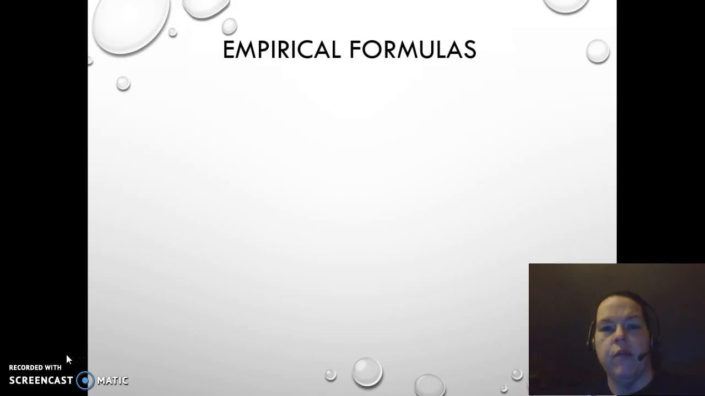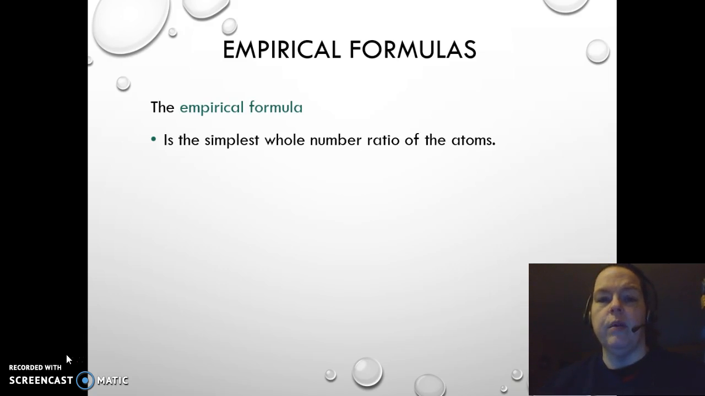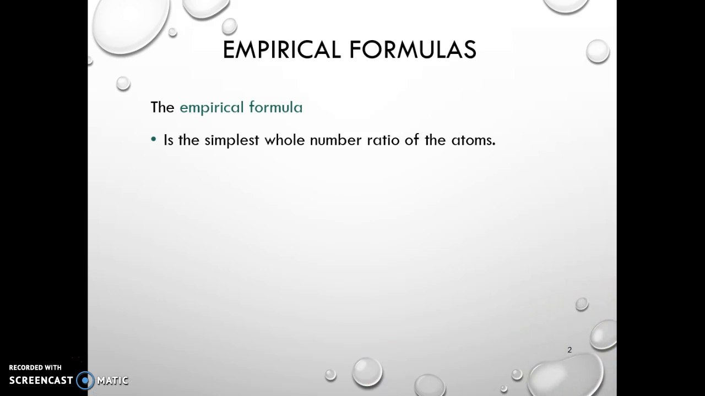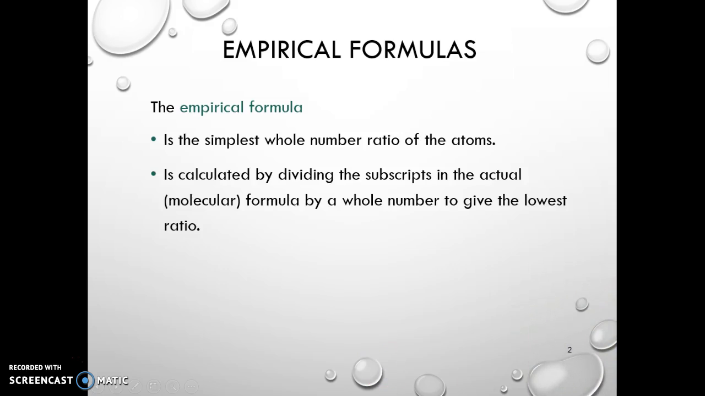So what is an empirical formula? Okay, an empirical formula is the simplest whole number ratio of atoms. So the lowest whole number ratio that you can get is the empirical formula. It is calculated by dividing the subscripts in the actual formula or the molecular formula by the whole number. So if we're looking at a molecular formula and we're asked for an empirical formula, we'd look for a whole number that all of the numbers in the formula have in common. And that would be the number that we reduce it by to find the empirical formula.